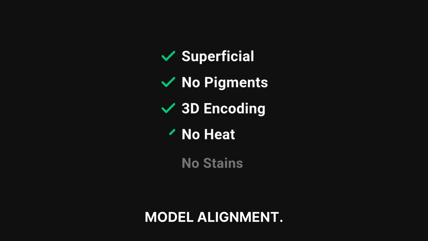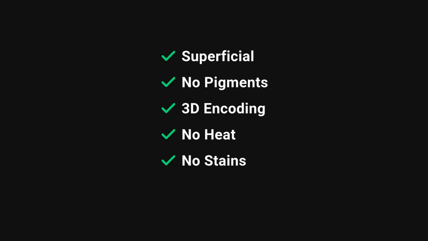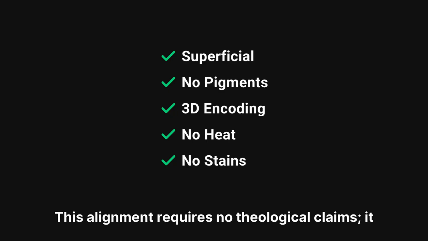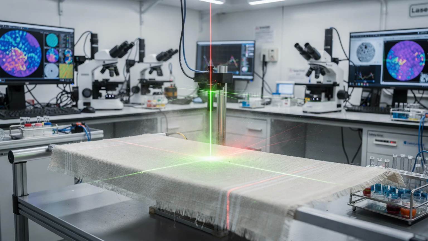6. Model alignment. Shroud property, superficial image? Yes. No pigments? Yes. 3D topographic encoding? Yes. No heat scorching? Yes. Non-directional diffusion? Yes. Absence of chemical stains? Yes. No image under blood? Yes. This alignment requires no theological claims. It is strictly physics.